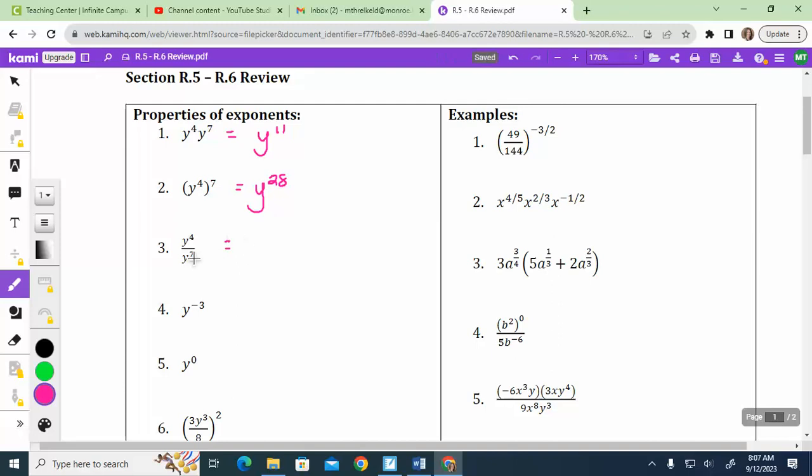Subtract. Will this end on the top or the bottom? The bottom, because we have more y's on the bottom. Okay, so on the bottom, 7 minus 4 is 3. So we have a y cubed on the bottom. What do we put on top? 1. Okay, fourth rule. What does a negative exponent do?